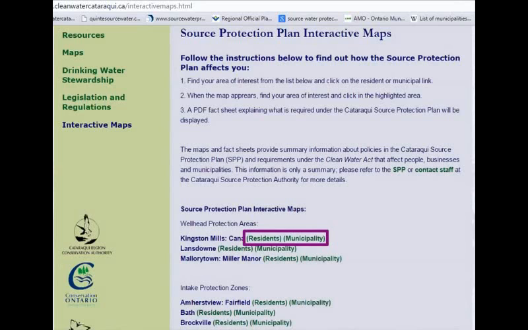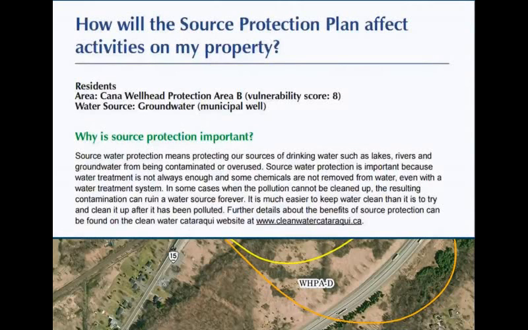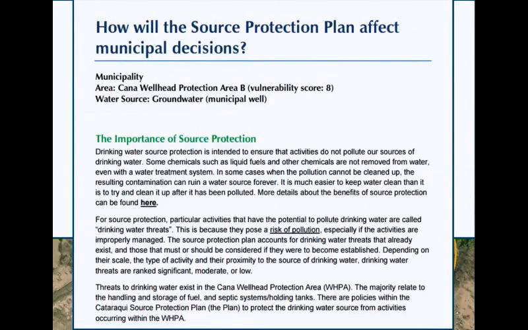To access the interactive maps, click on your area of interest. For example, if you want to know how the Cataraqui Source Protection Plan will affect you as a resident within the Cana Wellhead Protection Area, click on the Residents link. If you want to know how the Cataraqui Source Protection Plan will affect municipal decisions in the Cana Wellhead Protection Area, click on the Municipality link. The link will take you to a map of the vulnerable area. Click on your area of interest, for example, Wellhead Protection Area B, and you will be taken to a fact sheet that either explains how the Source Protection Plan will affect activities on your property or municipal decisions, depending on whether you followed the residence or municipality link on the resources page.